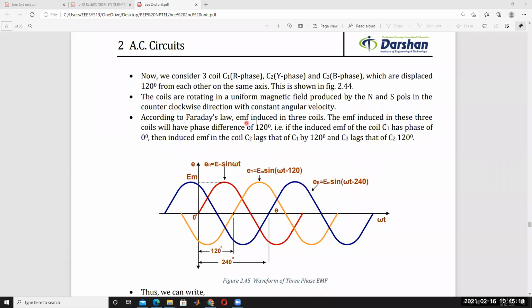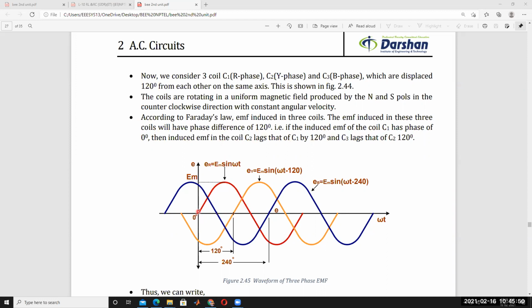According to Faraday's law, the EMFs induced in the three coils will have a phase difference of 120 degrees. You know well, the EMF induced in coil C1 has a phase of 0 degrees. This is called the R phase, starting from 0 degrees onwards. Similarly, the EMF induced in coil C2 lags C1 by 120 degrees.